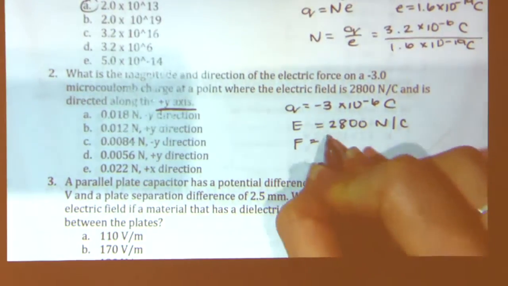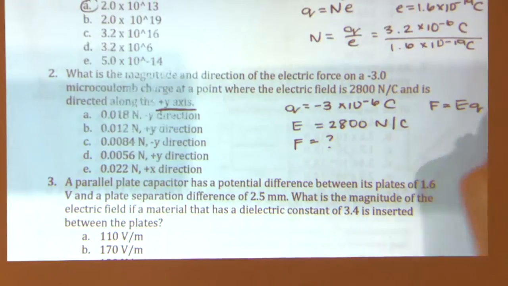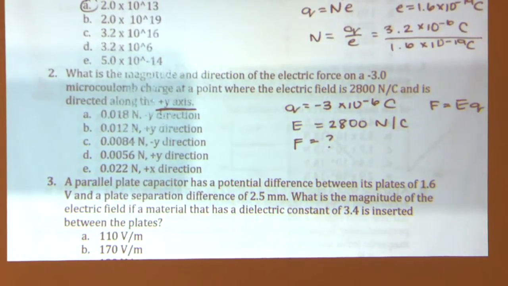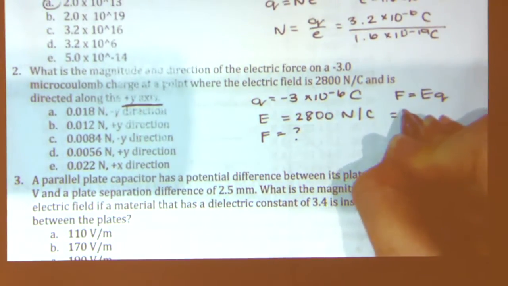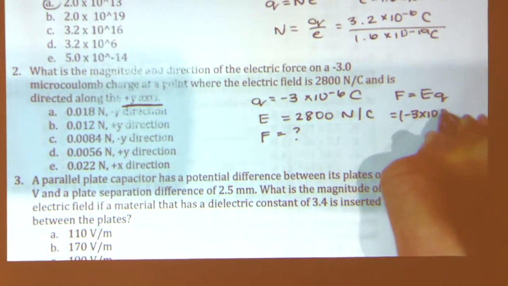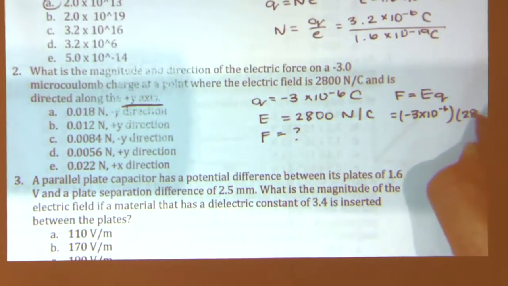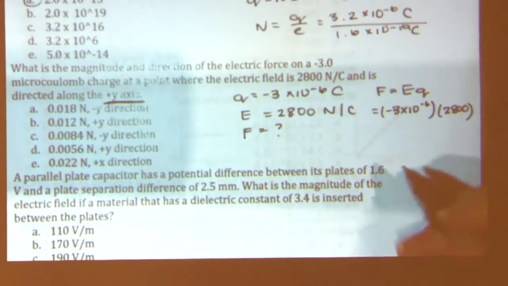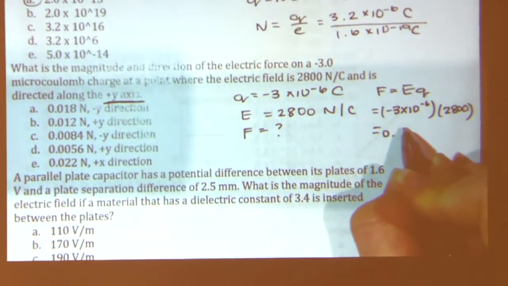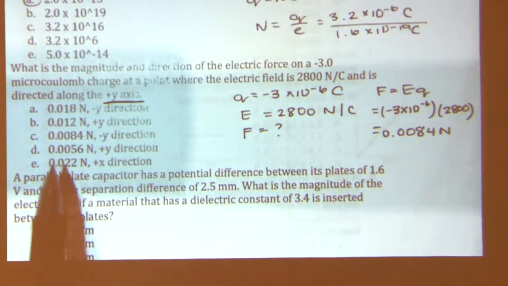So we know we have an equation, F is equal to electric field times charge. This is another just plug and chug problem. So we have negative 3 times 10 to the negative 6 times 2,800. Okay? And that will end up giving you 0.0084 newtons, which we know already. We can kind of already see it's going to be C.